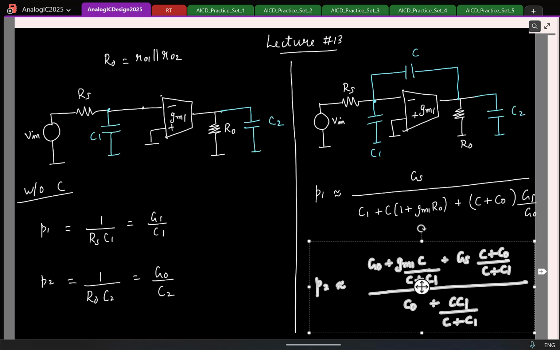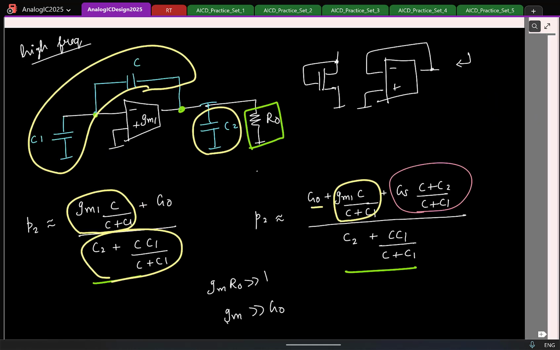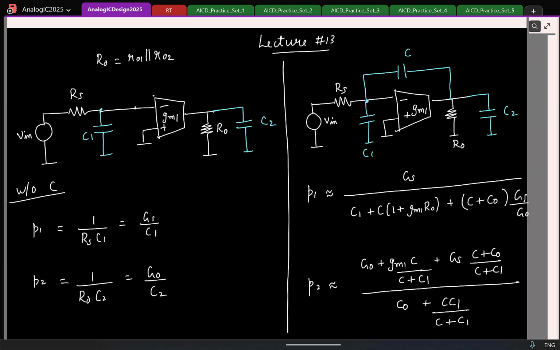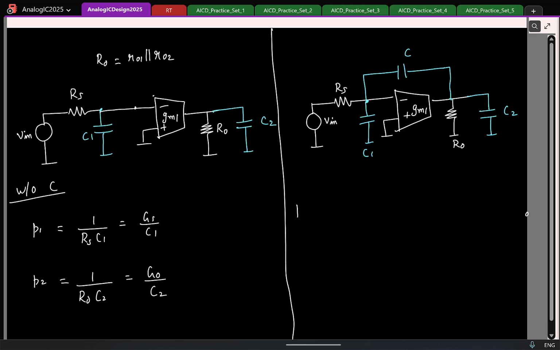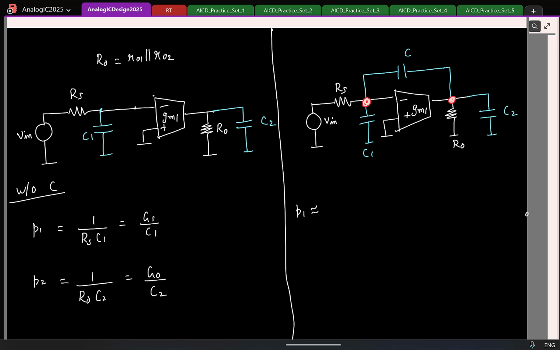So maybe let me summarize this. Now let's try to write the pole locations directly based on the understanding we have. Let's try to write the low frequency pole. For writing the low frequency pole, we make the Miller approximation, wherein we assume the gain from this input node to this output node is how much? What did we assume the low frequency gain from this node to this node as? Minus or plus? Minus gm1 times.